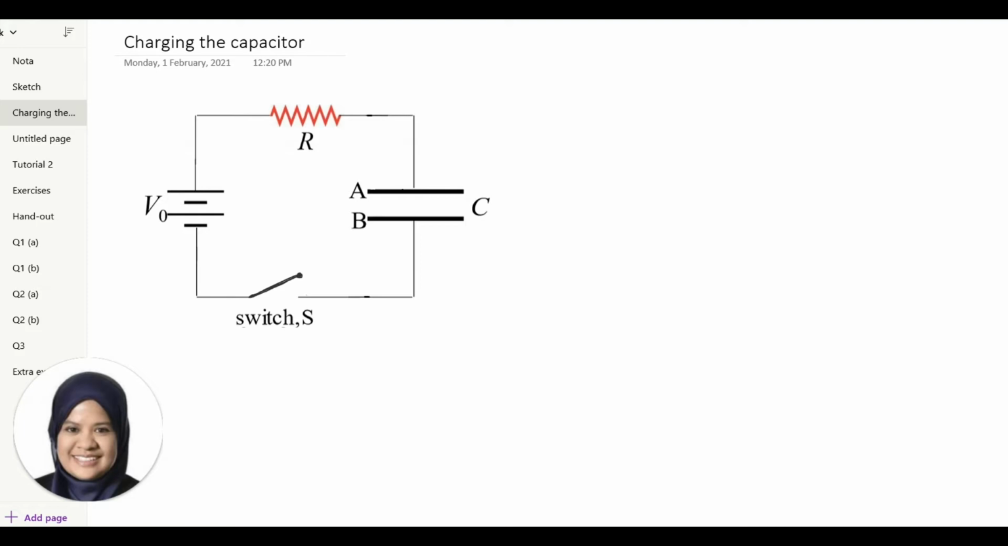Resistor for the charging or discharging process to be longer. Nanti itu kita akan bincangkan.